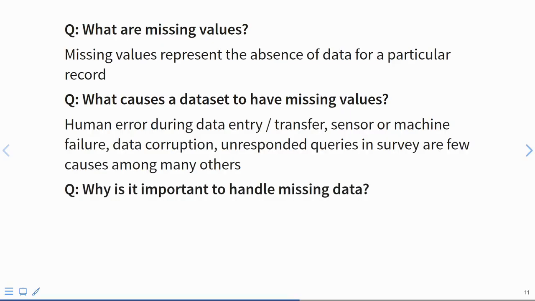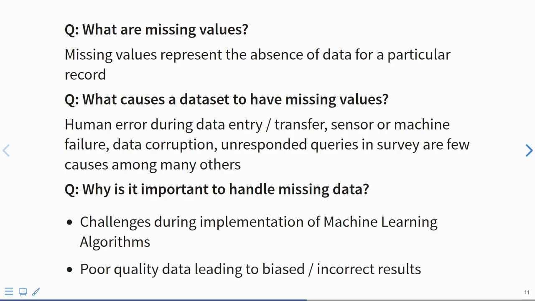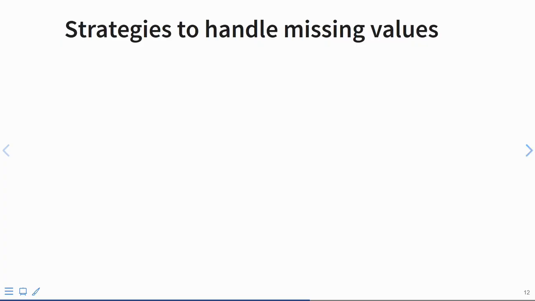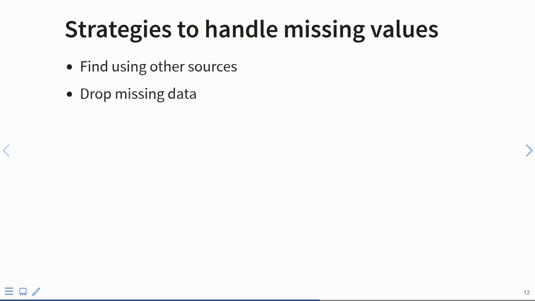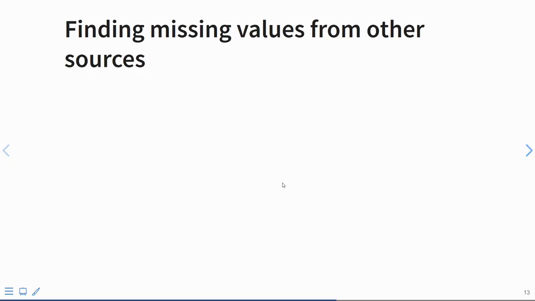So why should we even handle missing data? One of the reasons is that some of the machine learning algorithms require that the dataset not have any NaN or null values. Secondly, it could even lead to biased results if we do not take care of missing values. Coming to the strategies to handle missing values, the first one is to find the data using other sources, the second to drop missing data, or we can fill in with a constant value, a measure of central tendency, or using similar points. Let's look at each one of them in further detail.